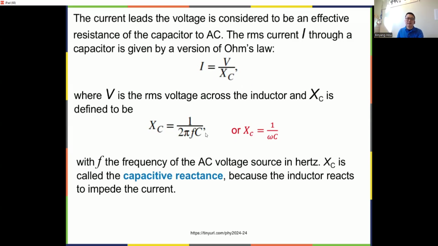In this case, we can see that your capacitive reactance is inversely proportional to frequency. For your inductor, its inductive reactance is proportional to the frequency. So this is the other way around. Inductors and capacitors, in many cases, are opposite to each other.